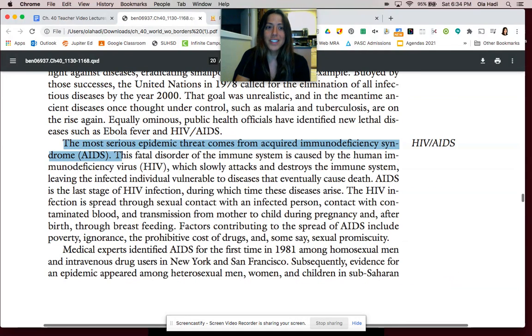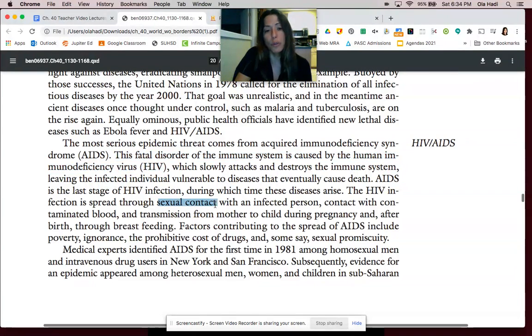Your book references it as the most serious epidemic threat, but of course, COVID-19 right now is the most serious epidemic threat. But AIDS is a disease that's caused by the human immunodeficiency virus, or HIV. Ultimately, it attacks your immune system, which makes it so that you're incapable of fighting off disease, which causes you to die from a disease that you normally would recover from.